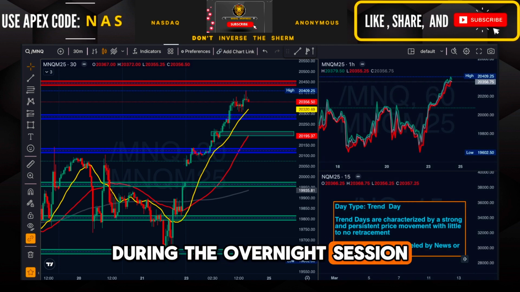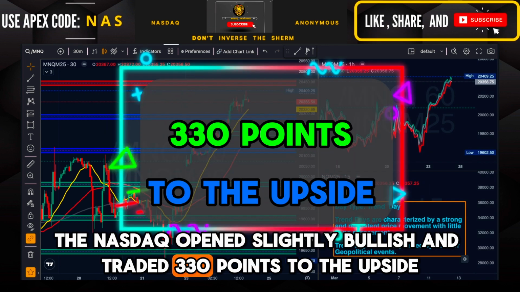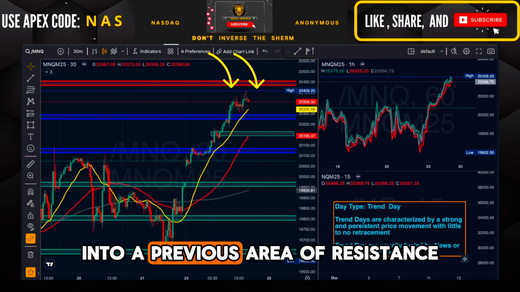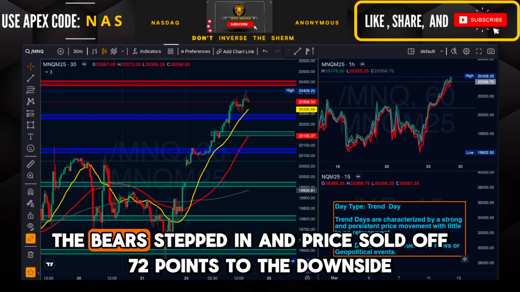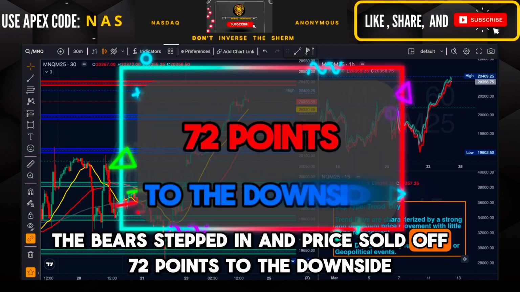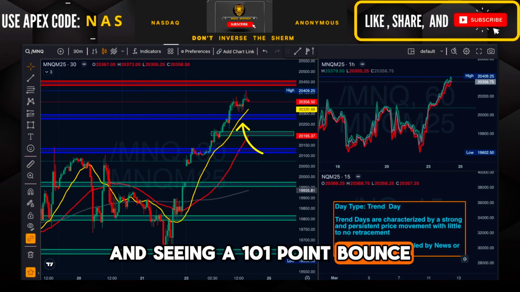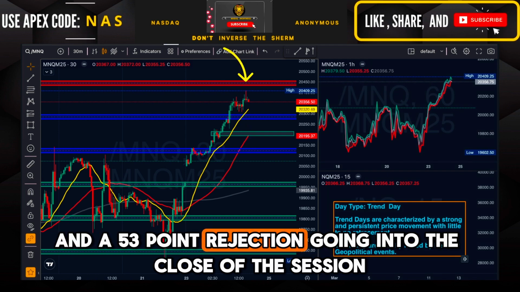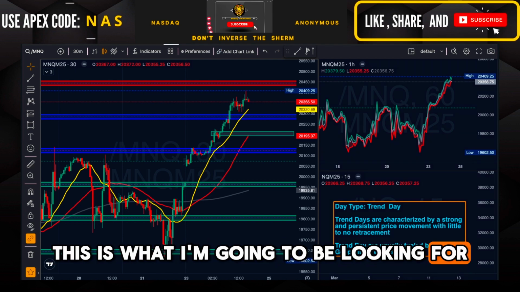During the overnight session, the Nasdaq opened slightly bullish and traded 330 points to the upside into a previous area of resistance. However, once the bulls failed to rotate price higher, the bears stepped in and price sold off 72 points to the downside, and seeing a 101 point bounce and a 53 point rejection going into the close of the session. And based on this price action, this is what I'm going to be looking for.